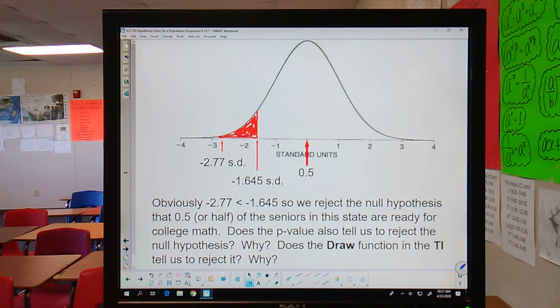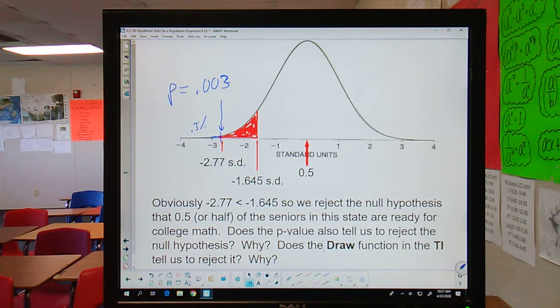Obviously negative 2.77 is less than negative 1.645, so we reject the null hypothesis that 0.5, or half of the seniors in this state, are ready for college math. In other words, they're not. Half the seniors are not ready for it. Does the p-value also tell you to reject this null hypothesis? Yes, because the p-value, again, was simply 0.002. We'll round it to 0.003. It's saying that at 2.77, your shaded region is just 0.3% of the whole thing. So yeah, it's less than 5%. Remember, we talk about being less than 5%.